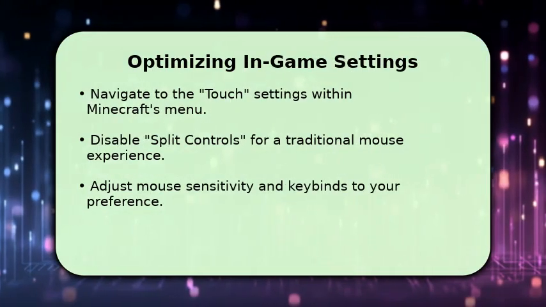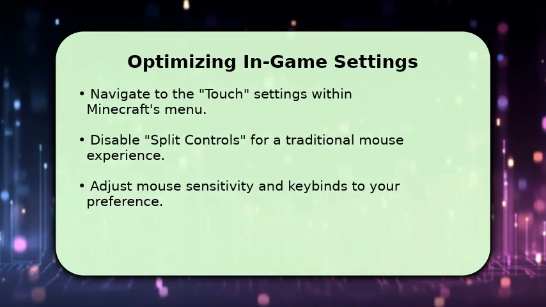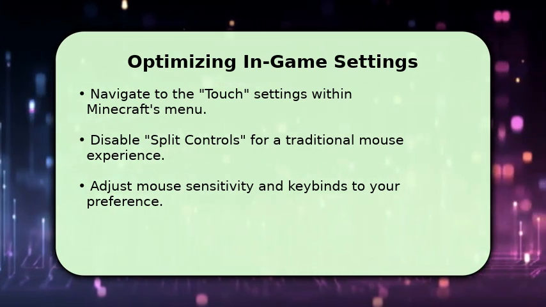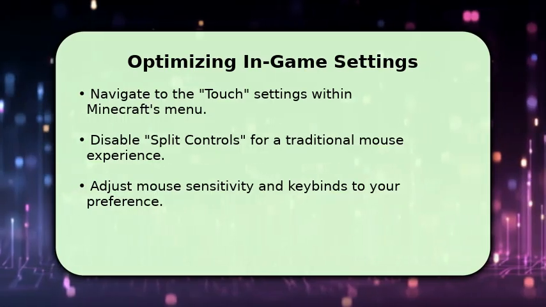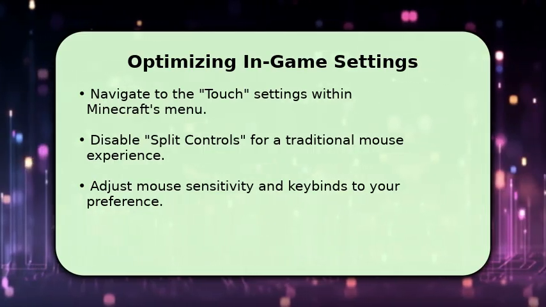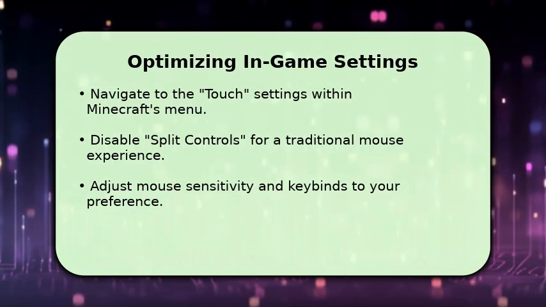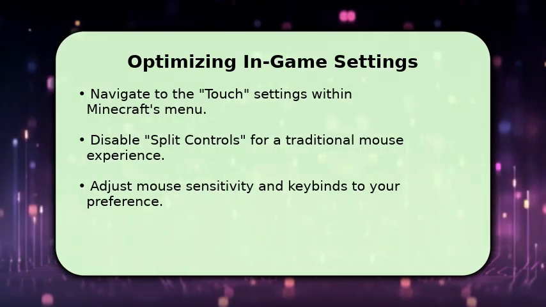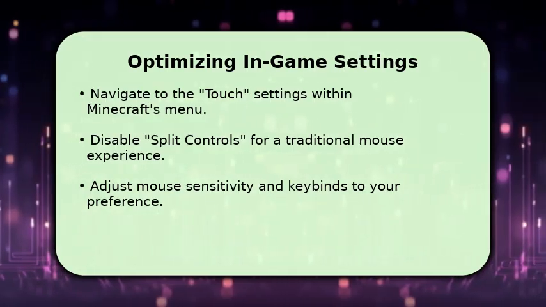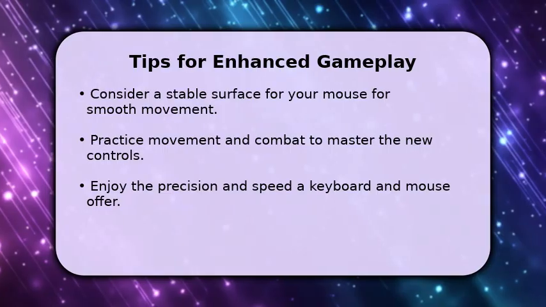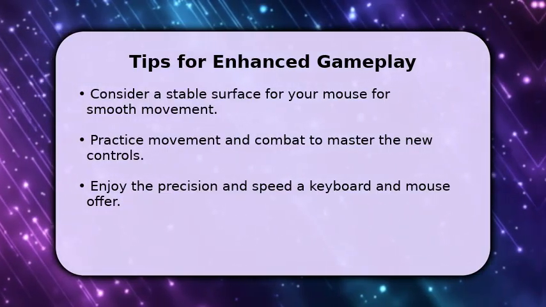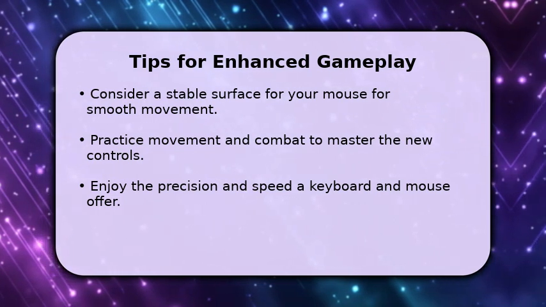Once your devices are connected, launch Minecraft and head into the game's settings menu. Look for the touch section, and within that, you will find an option called Split Controls. It is crucial to disable this feature to allow your mouse to function like a traditional computer mouse. You can also fine-tune your mouse sensitivity and customize keybinds to match your personal playstyle, giving you precise control over your character. To truly maximize your experience, consider using a stable, flat surface for your mouse, like a mouse pad, to ensure smooth and accurate movements.